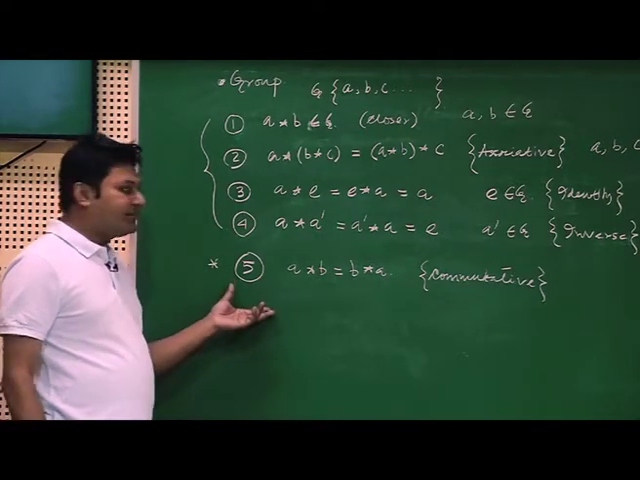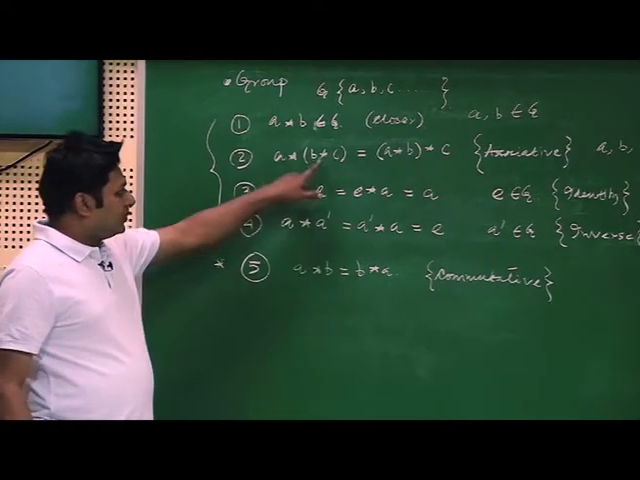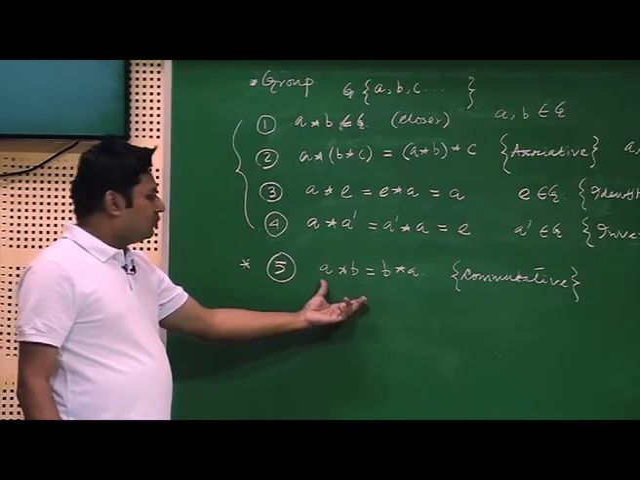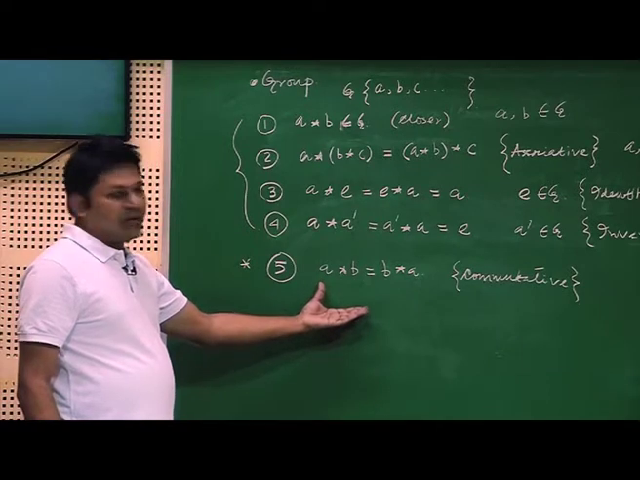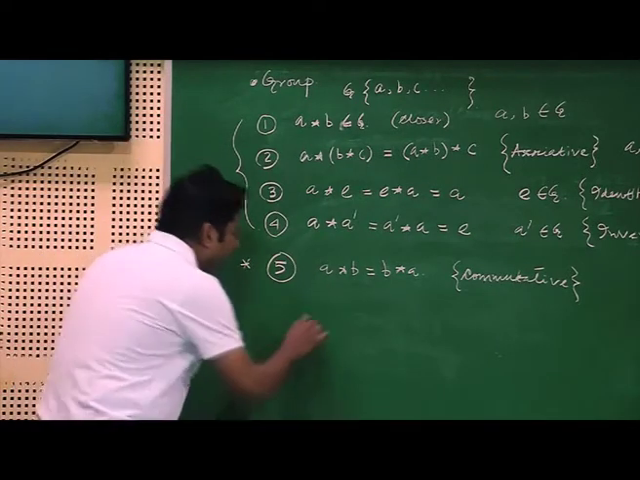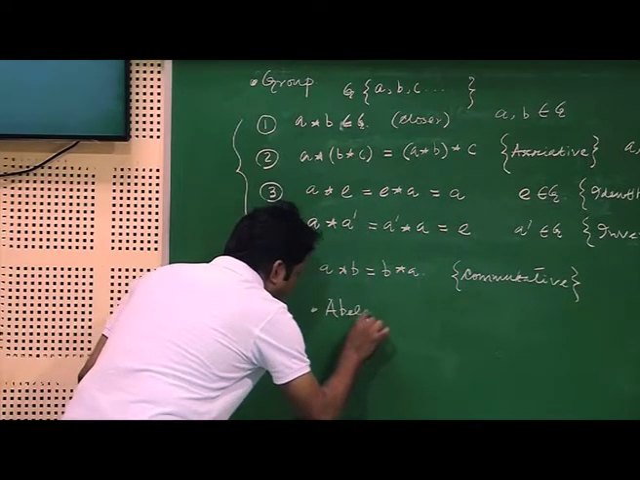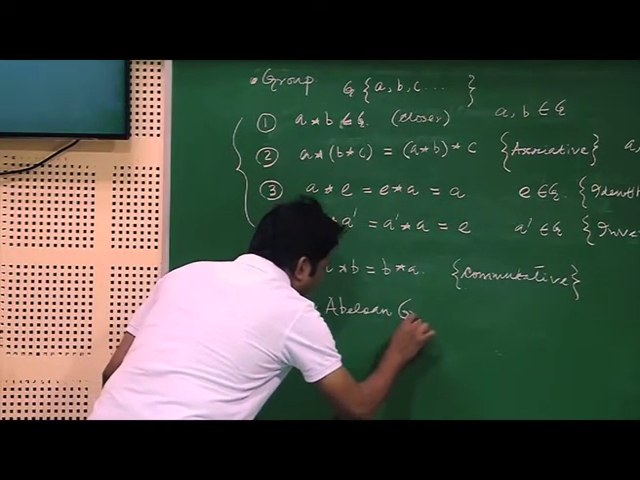If a set with binary composition star has this additional property, then we give a special name to that group, and this name is abelian. This group is called an abelian group.